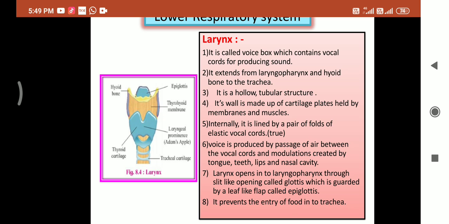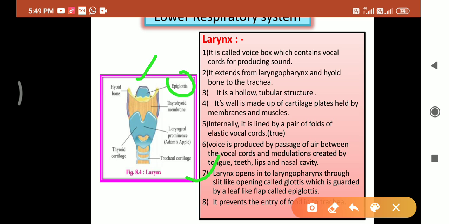So this is a very important point. Which one? Larynx opens into laryngopharynx. Where is it present in this picture? You can see here, this is the epiglottis. So what is the epiglottis? That is a flap-like structure. How can you see this structure? When you open your mouth in front of a mirror, you can see a bell-like structure present in your oral cavity, also called the tonsil. So what is that? That is nothing but the epiglottis.